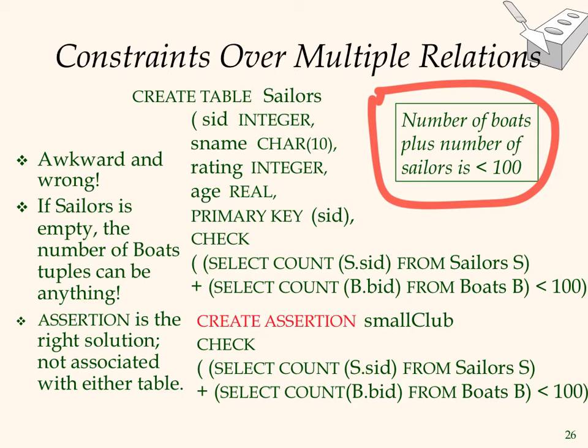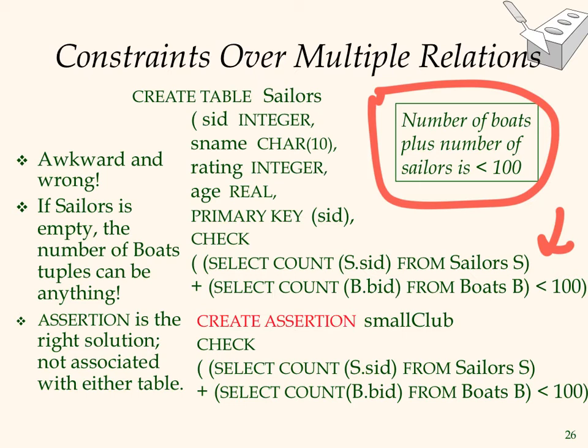Now I could try to write this in the sailors table. I could make a check constraint, and then I could run a query that says select the number of sailors, select the number of boats, and make sure that together they're less than 100. So that's what you're seeing here. By now you should have enough practice with aggregate functions that you can read this pretty easily. But the problem with that is conceptually it's wrong, because it's really a constraint about sailors and boats rather than just sailors.